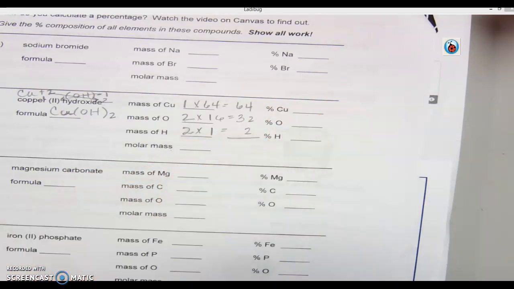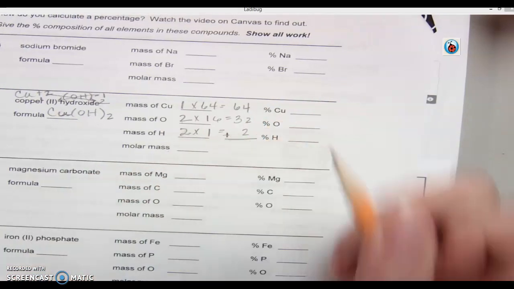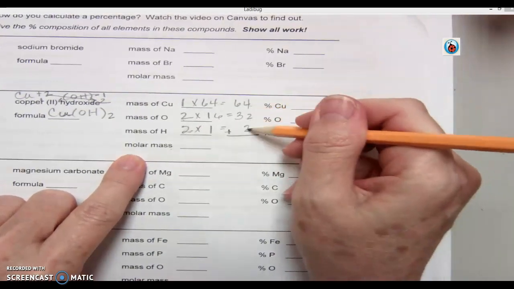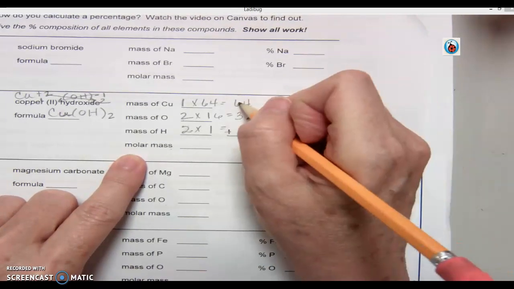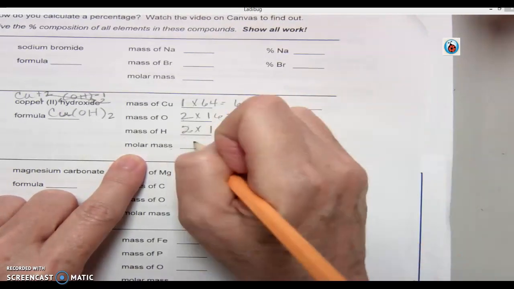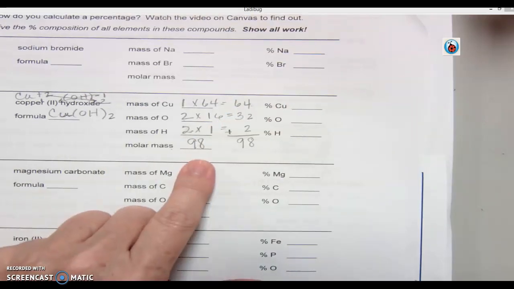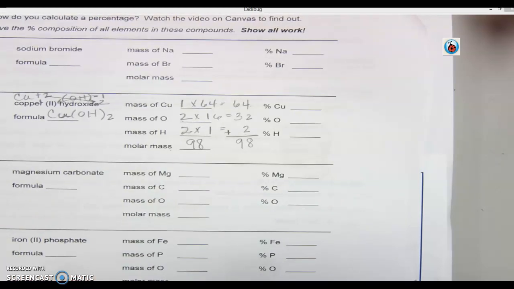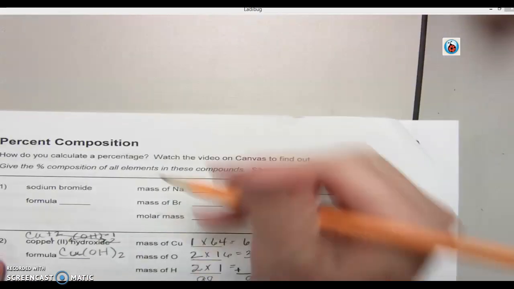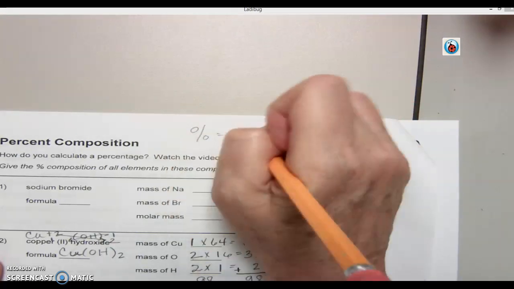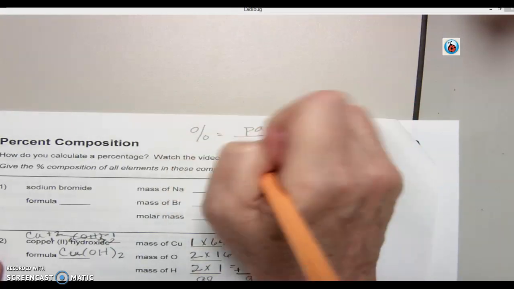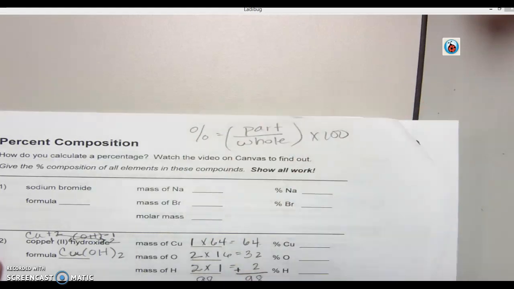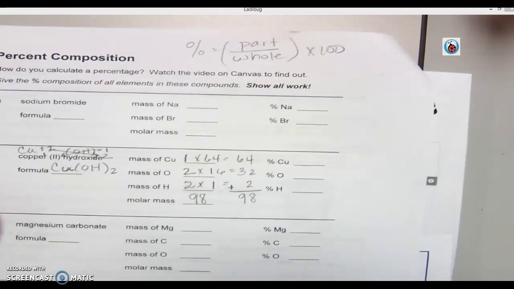Okay, so now we need to add this all together to get the molar mass. Okay, so 4, 5, 6, 7, 8. And then I got 6 plus 3 is 98. So my total molar mass is 98. All right, how do you find your percent? Okay, like in any math class, percent is part divided by the whole times 100. Okay, part divided by the whole times 100.